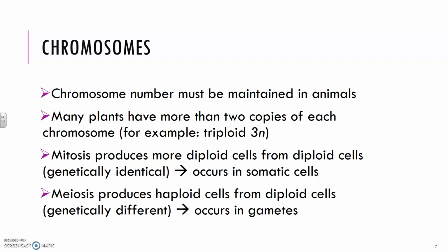First of all, mitosis takes diploid and makes diploid. Meiosis takes diploid and makes haploid. But also the fact that mitosis, its goal is to produce genetically identical daughter cells, while meiosis is attempting to make genetically different daughter cells.